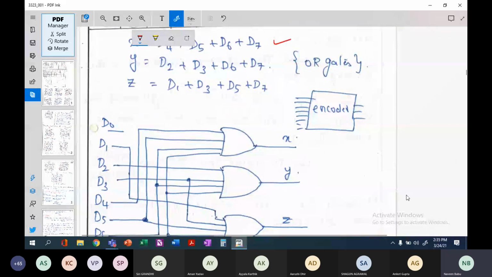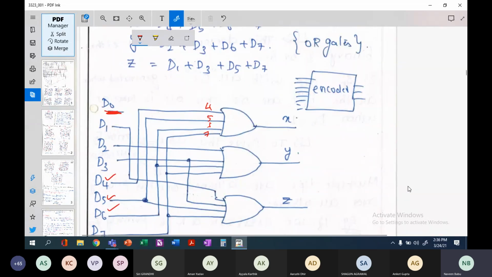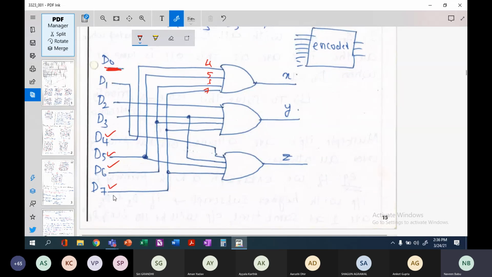Are we using D0 here? We are not using D0. So this is just an input line without any connection. X will have D4, 5, 6, 7. So this corresponds to D4, 5, 6, and 7. You can trace the paths: this corresponds to D4, this to D5, this to D6, and this to D7.